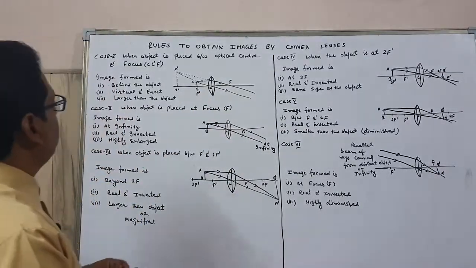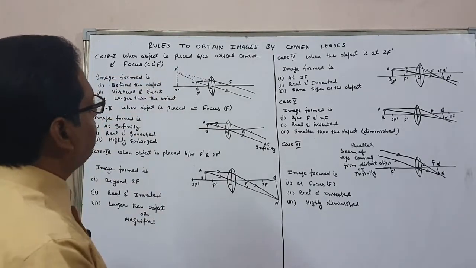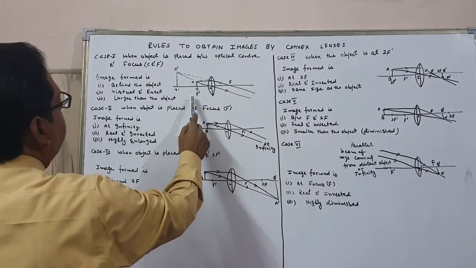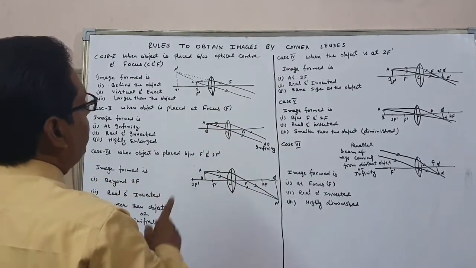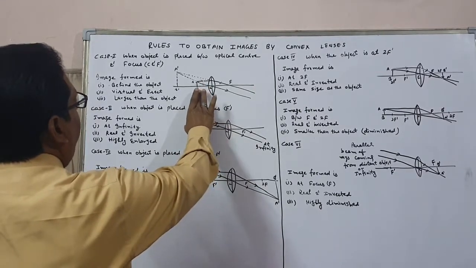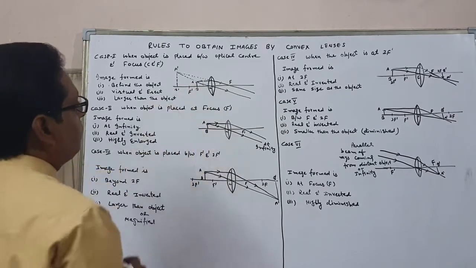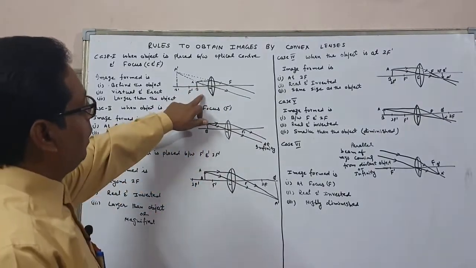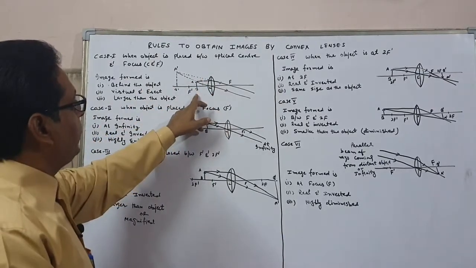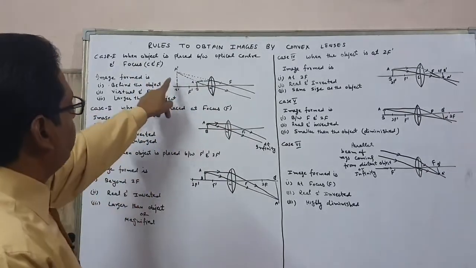So let's discuss the first case, when the object is placed between the optical center and the focus. In that case the image will be formed behind the object. This is our object, and the image is formed behind the object like this.